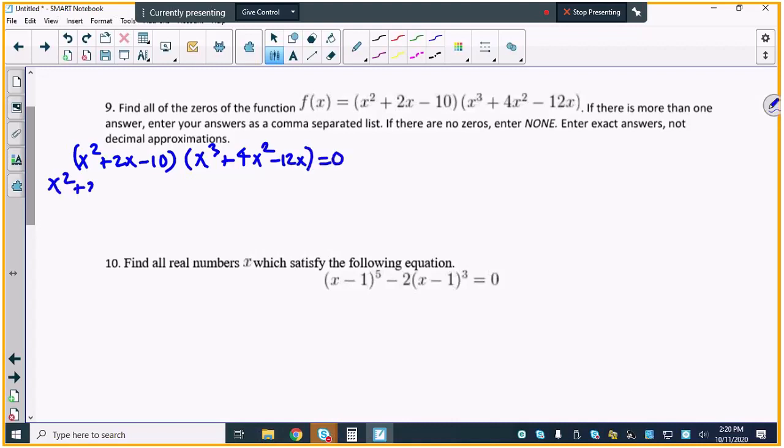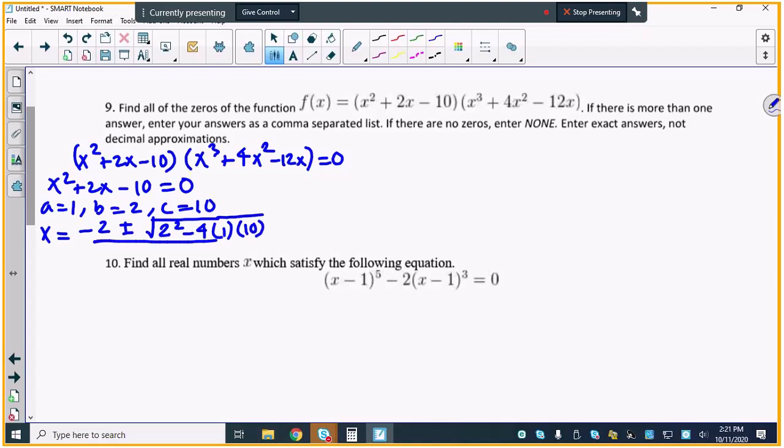So either x squared plus 2x minus 10 equal to 0. Now this is a quadratic equation, so I know how to solve it. So use the quadratic formula. Remember a is 1, b is equal to 2, c is equal to negative 10. So quadratic formula says x equal to negative b plus or minus square root of b squared minus 4 times a times c over 2 times a. So it says do not enter decimal approximation. So our answer must be in standard form.